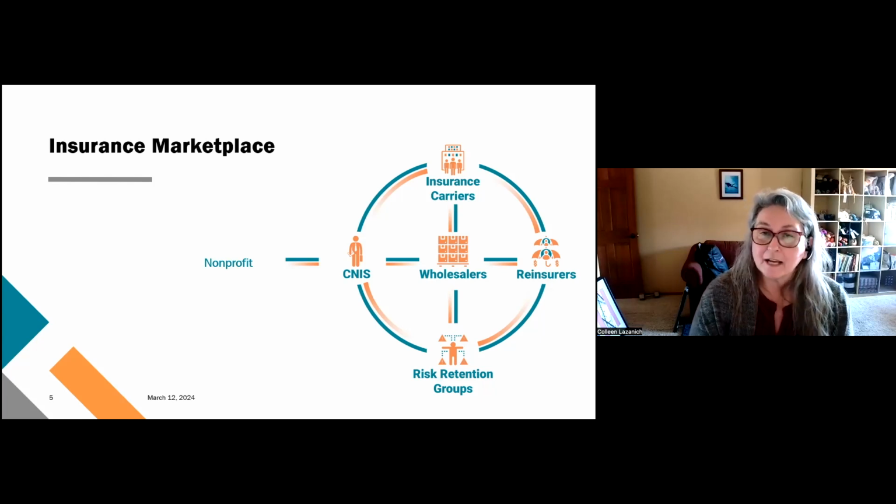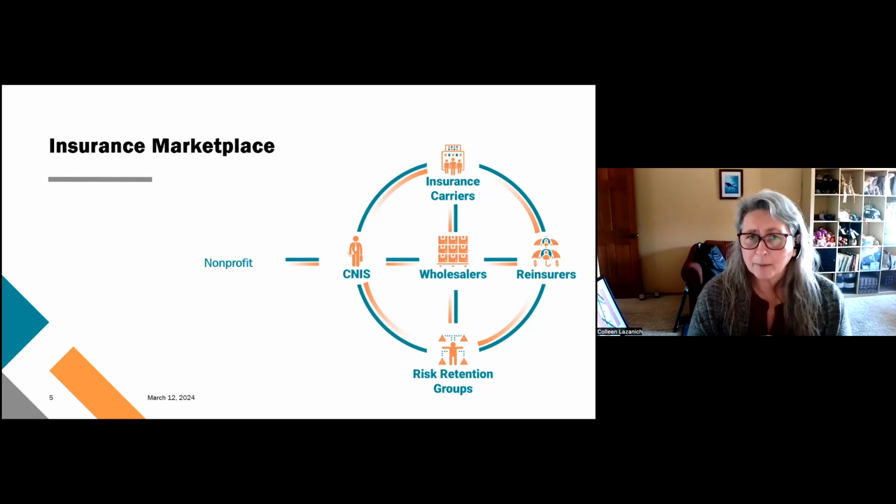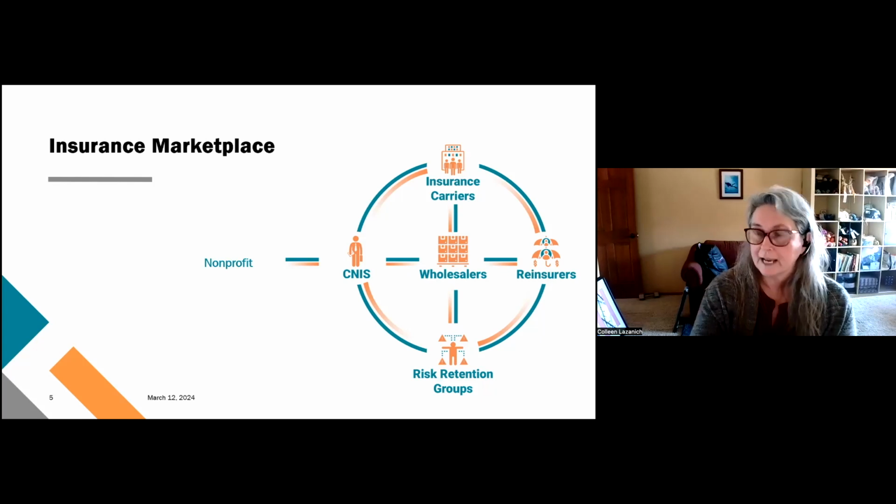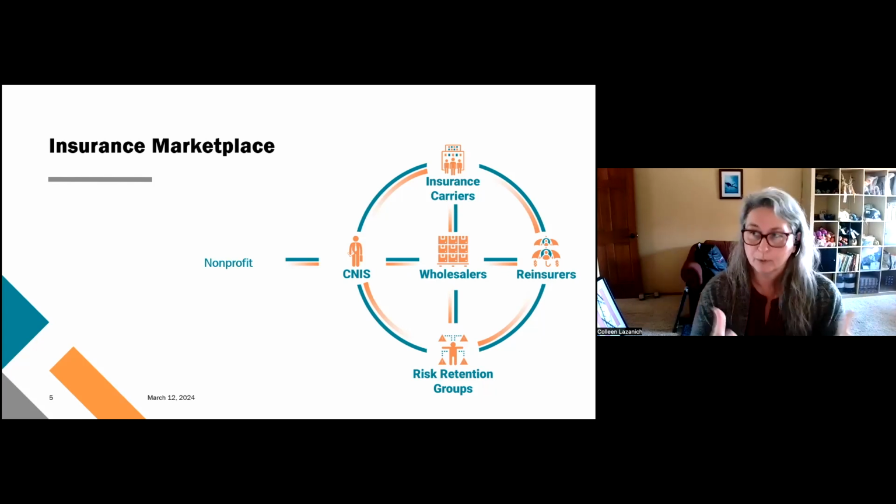Also, sometimes if you had very high property values, your broker would help place what's called facultative reinsurance, which is just for that particular building or some particular risk or hazard that you have, not for an entire book of business that the insurance carrier carries.